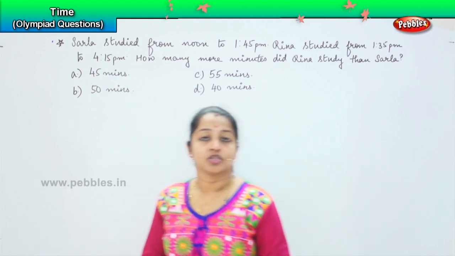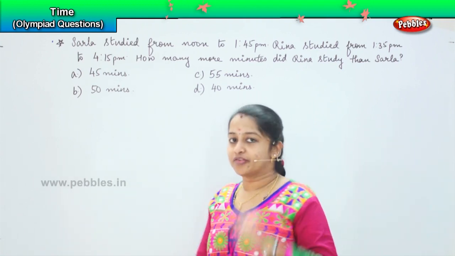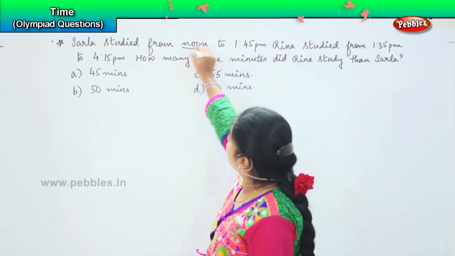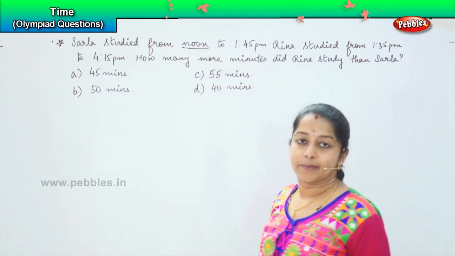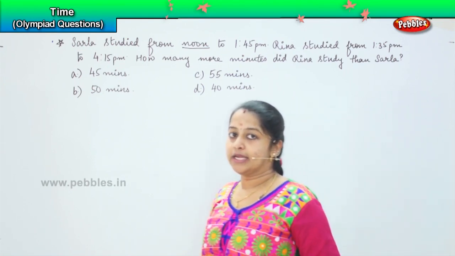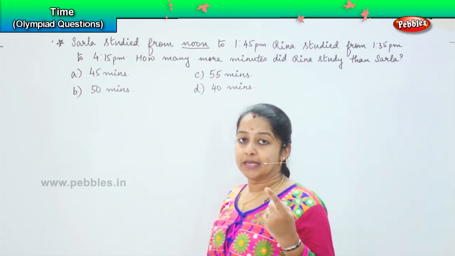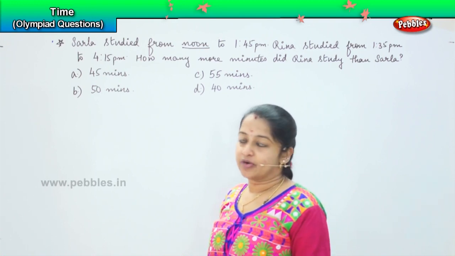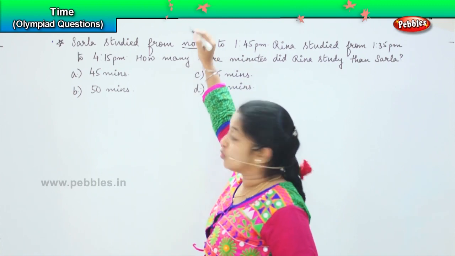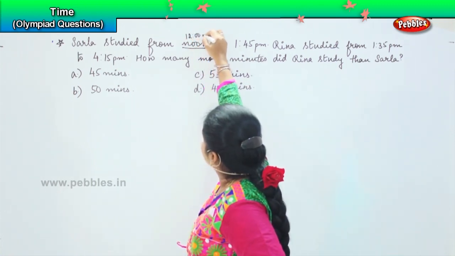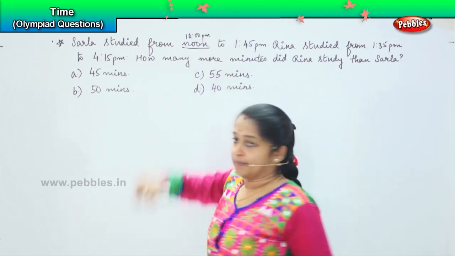Okay. So now here there is a small trick. If you notice, they have written Sarla studied from noon to 1:45 p.m. So if you remember, in the beginning of the class, I told you from 12 o'clock p.m., that is from afternoon, till 12 o'clock midnight, it's considered as p.m., right? So here they have written as noon. So which means it states that she started studying from 12 p.m.